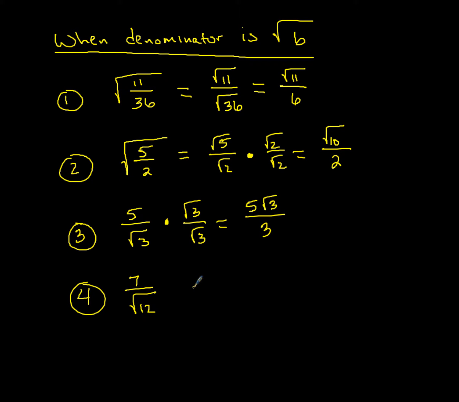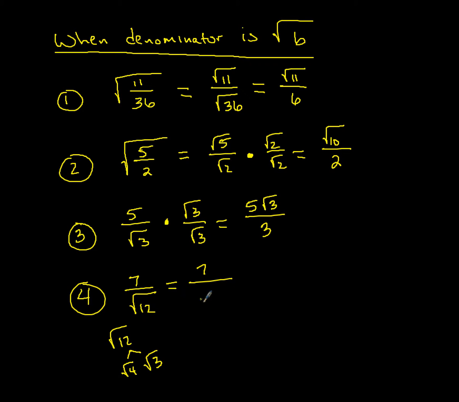Now there are 2 ways to do number 4, but what I'm going to do first is recognize that the square root of 12 can be simplified. Again, it helps if you have these memorized a little bit, because square root of 12 you can break down into square root of 4 and square root of 3, because 4 is a perfect square.